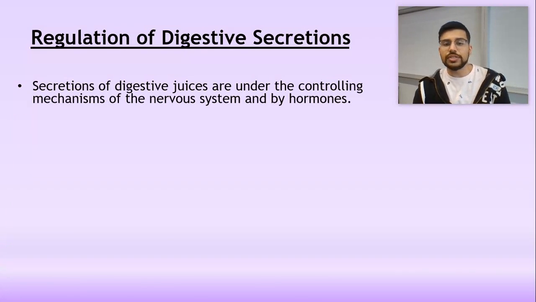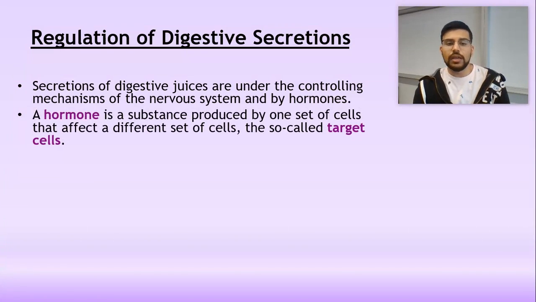The digestive juices are controlled by the nervous system and a couple of hormones, your endocrine system as well. A hormone is a very specific, very special type of substance. It's a chemical produced by certain cells that affects a different set of cells. We call them target cells.